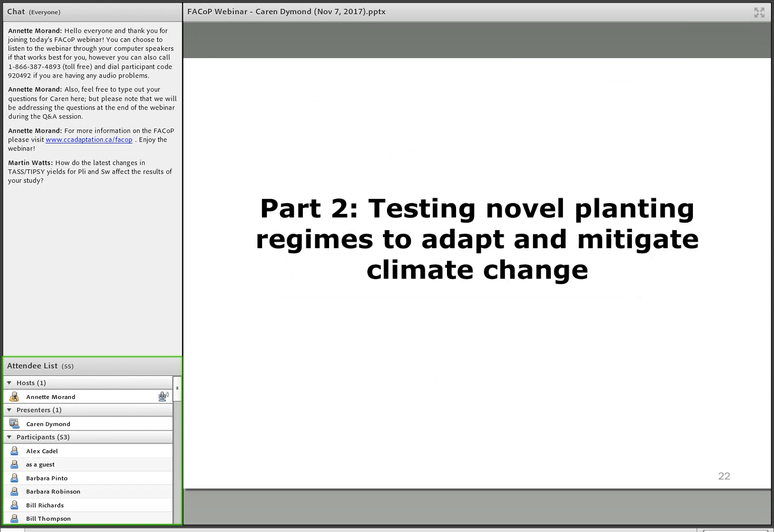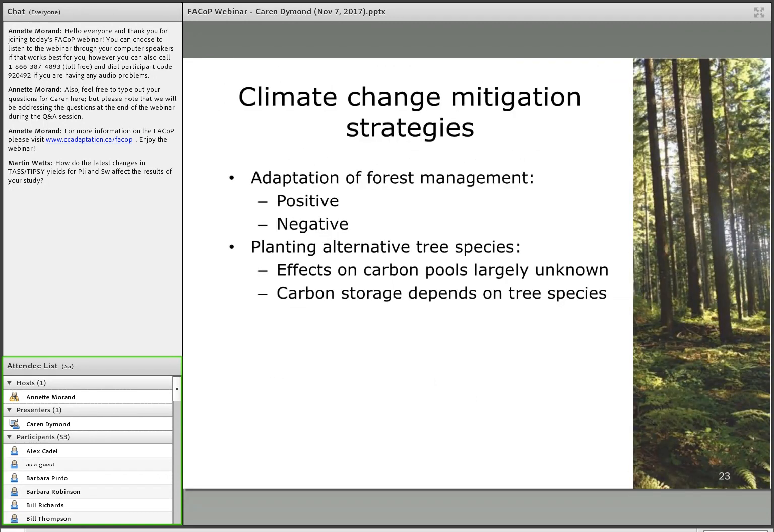Okay, so part 2, testing novel planting regimes. When we think about adaptation of forest management, there's a variety of different options that are suggested. And we don't know if those might have positive or negative consequences or trade-offs for different ecological goods and services that we expect from our forest. Something that might be great for timber supply might not be great for carbon or wildlife, and vice versa.